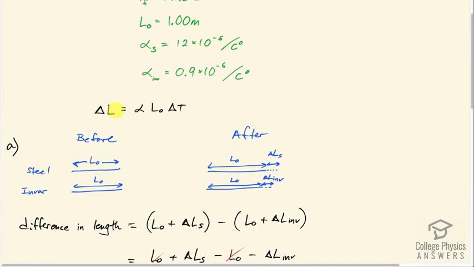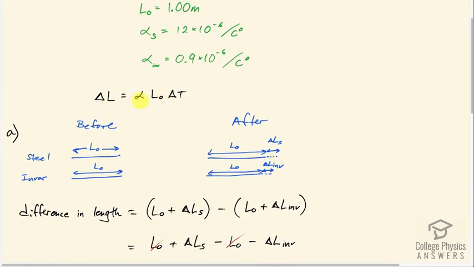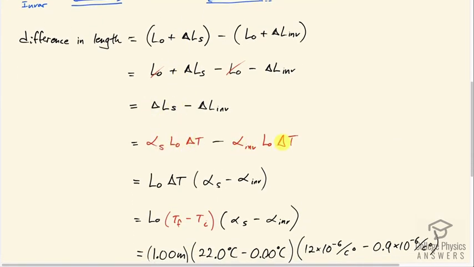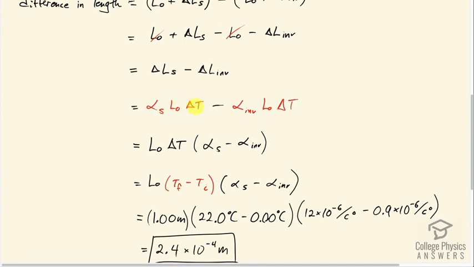And so the change in length of one of the bars will be the coefficient of linear expansion multiplied by its initial length times the change in temperature. So we make substitutions for each of these here. And then they have common factors L naught and delta T. This delta T does not get a subscript S, and this one does not get a subscript I N V, because the change in temperatures are the same for both of them, so there's no need to distinguish them. And same with L naught, they both have the same initial length.